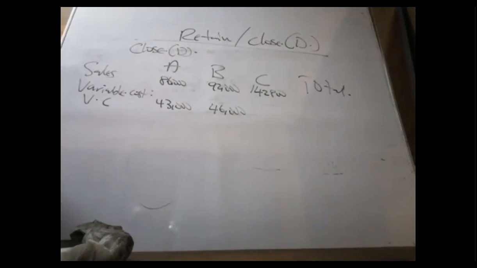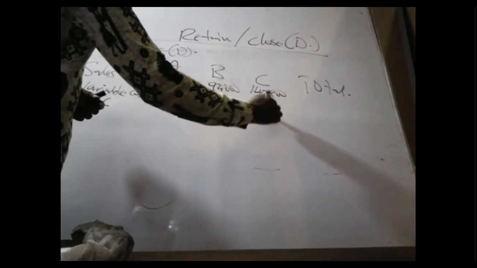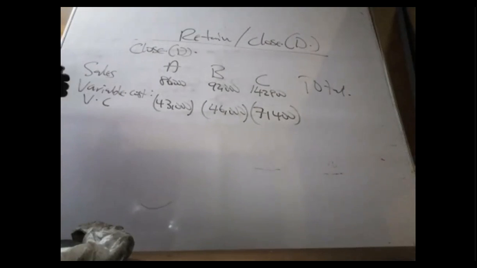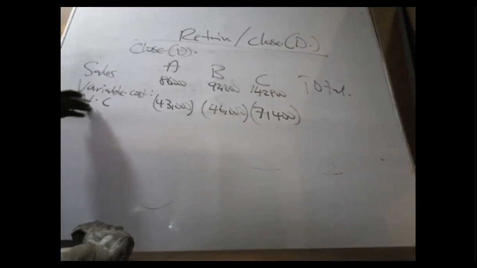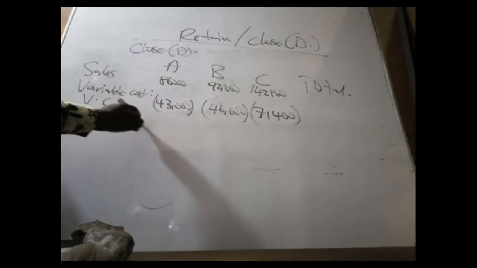Then 50% of 142,800, which we don't have yet. That would be 71,400. Okay. Let's put them in brackets. Then let's find the specific cost of sales, or direct cost of sales.